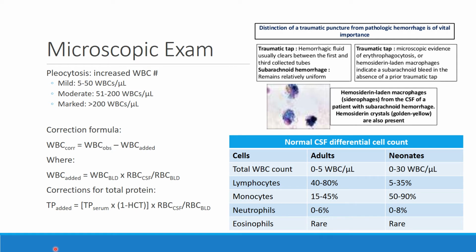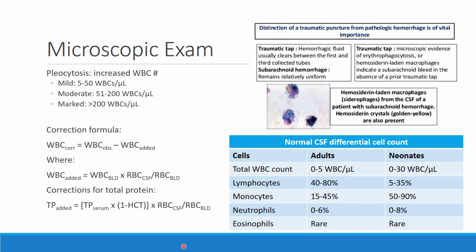And so to correct for possibly added protein, you use this formula here, where you have the total protein of the serum times the hematocrit, and you take that number and multiply it by the CSF red count divided by your blood red count, and that'll give you the total protein that was added to the CSF sample. And you can subtract that from the total protein tested in your chemistry analyzer. So those are things that you would do once you suspected that you had a traumatic tap.